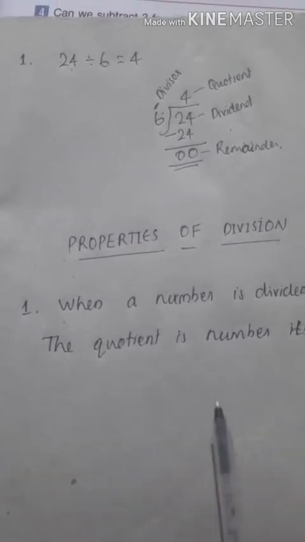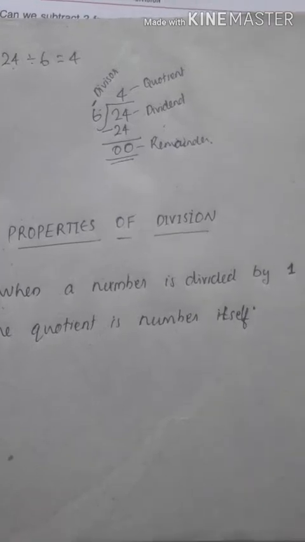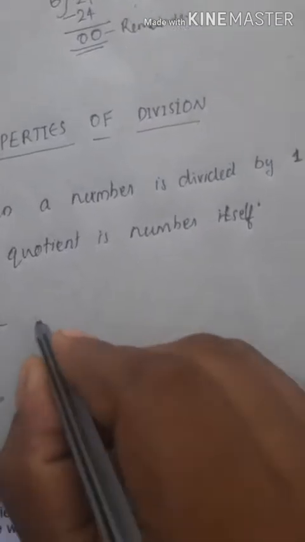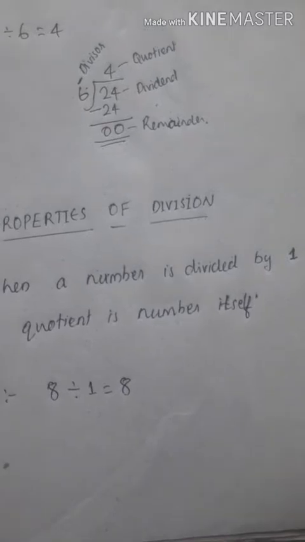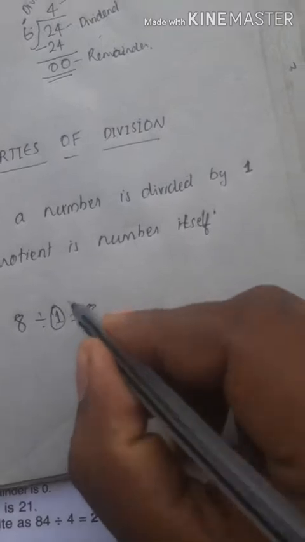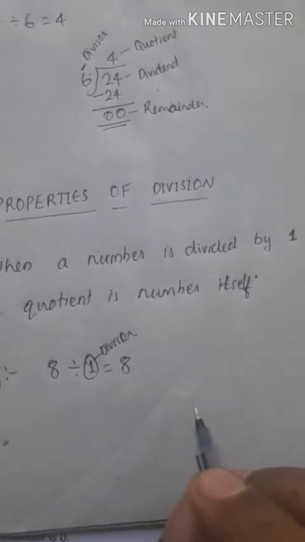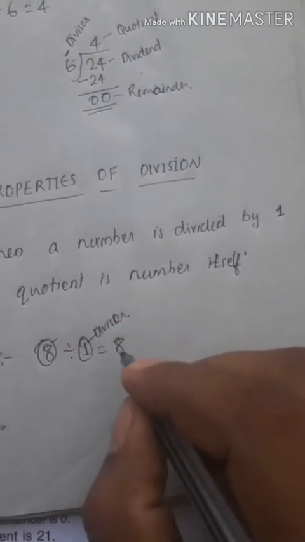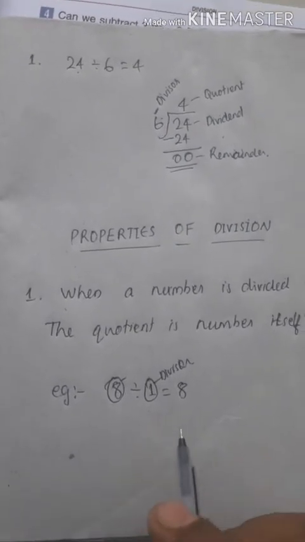Students, the first property is when a number is divided by 1, the quotient is the number itself. First example: 8 divided by 1 is equal to 8. Which is the divisor here? This one is the divisor. The divisor is 1, the dividend is 8, and the quotient is also 8.